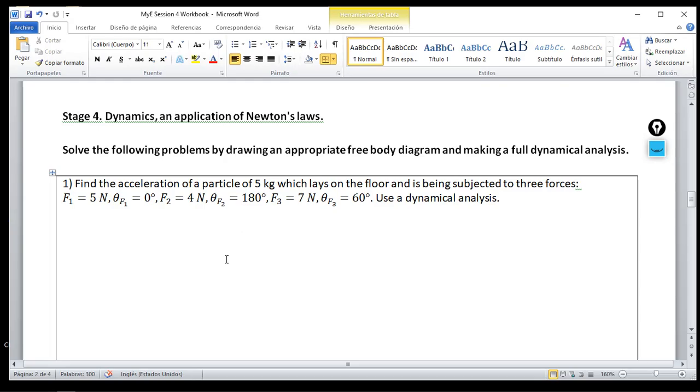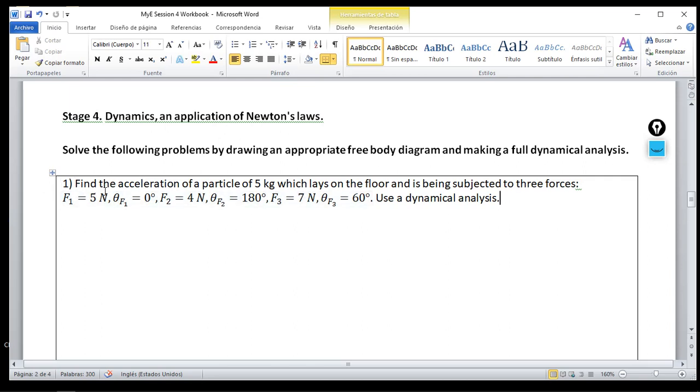Okay guys, now the second part of this lesson, which is stage number 4, dynamics and application of Newton's laws. I'm going to tell you about two applications only, okay, and those are the only two applications in which you're going to be tested for this stage. So the first one is this.